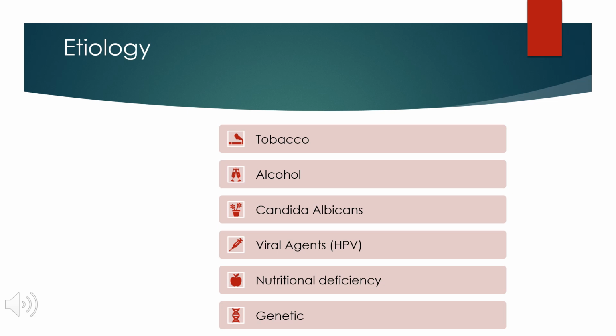The etiology, or the causes, of oral leukoplakia is chronic irritation. The chronic irritation could be because of tobacco consumption or alcohol consumption. It could be because of fungal infections such as Candida albicans, viral infection such as human papillomavirus, or nutritional deficiency, or on rare occasions it could be a genetic cause.